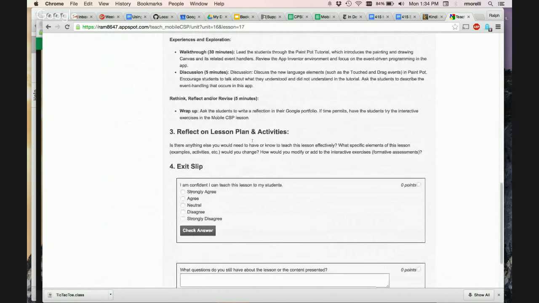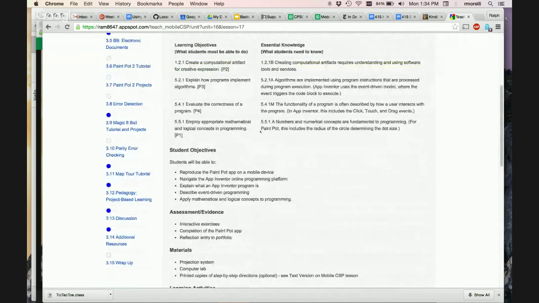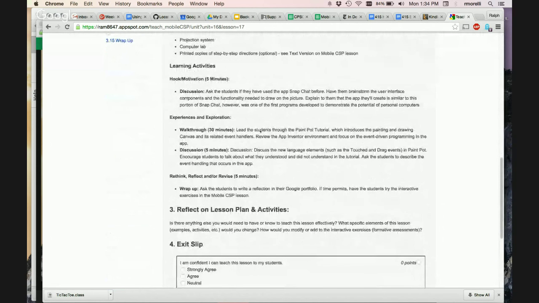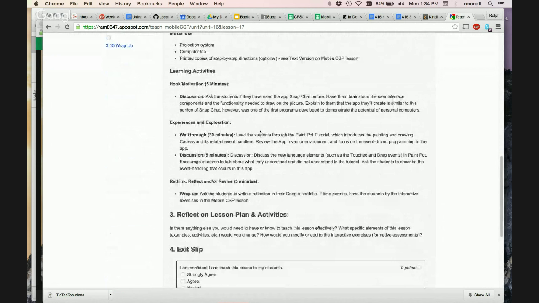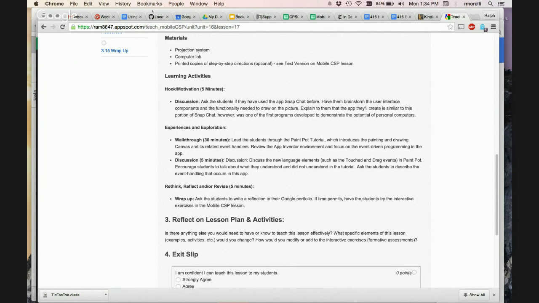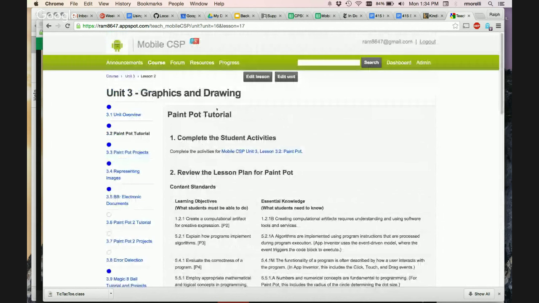There's also in each unit some additional resources on pedagogy. This particular one covers project-based learning for teachers. So if they haven't been introduced to it or haven't thought about how project-based learning applies to their classroom, it gives them some tips and hints and talks through how project-based learning is used as part of mobile CSP. Anything else, Ralph, that you think we should point out?